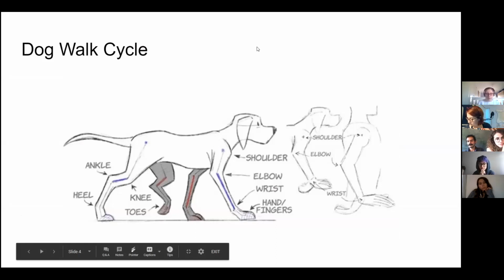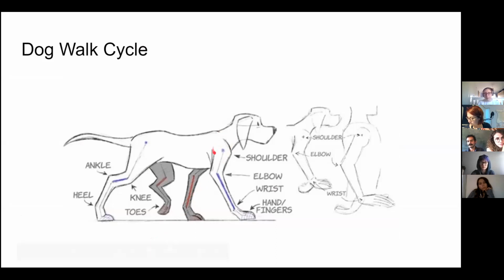So as you can see, let me get a pointer. Yeah. So as you can see, you can correlate animal joints to human joints as well.